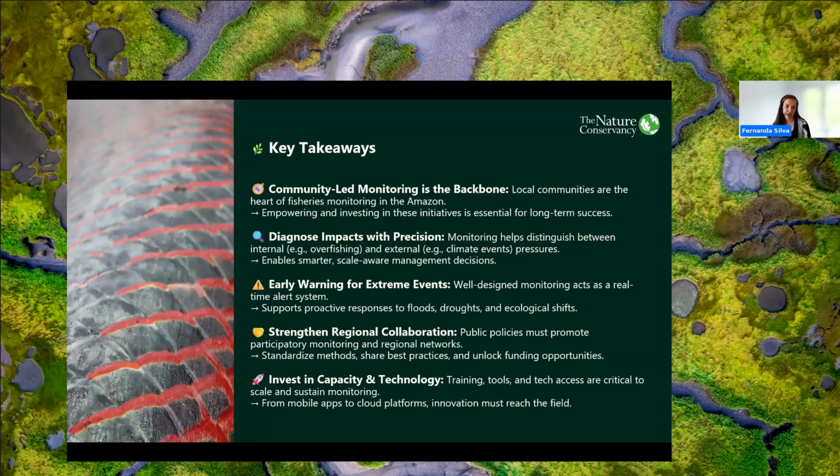And we also need to strengthen regional collaboration. The findings and challenges point to the need for public policies that support participatory monitoring and the creation of collaboration networks. We need to standardize methods, share best practices, and unlock funding opportunities. And for the last, we need to invest in capacity and technology. Training, tools and technological access for communities are critical to scale and sustain monitoring in the Amazon.